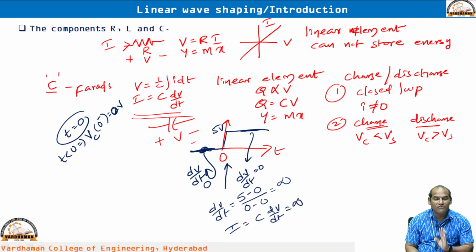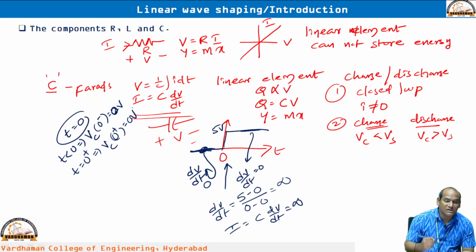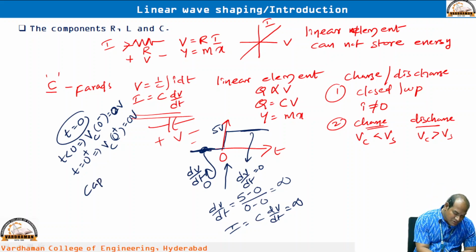Even though you apply 5 volts suddenly at t is equal to 0, at t is equal to 0 plus, meaning just after t is equal to 0, the voltage across the capacitor will still be 0 volts only; it will not take 5 volts. There is no change in the voltage across the capacitor at this discontinuity. The same amount of voltage is maintained by the capacitor before and after the discontinuity. With this analysis we can conclude that the capacitor does not allow sudden changes in voltage.